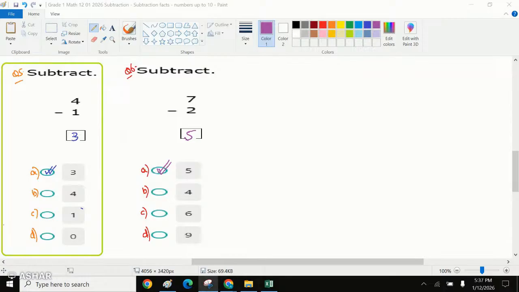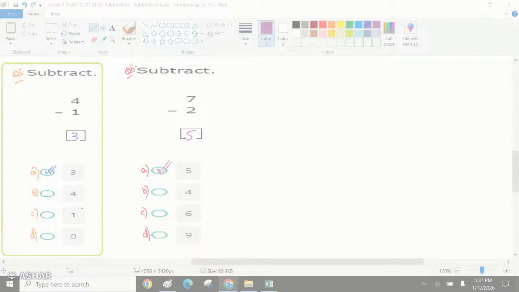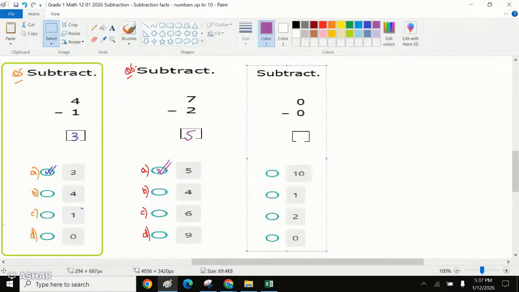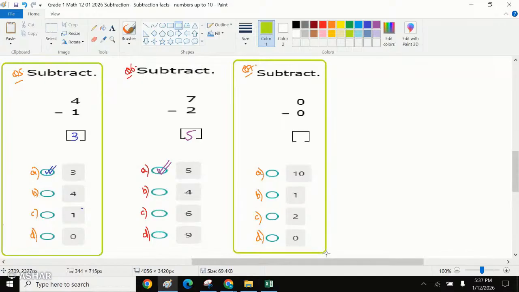Okay. So the next question we have is, let's see, this says 0 minus 0. Okay. If we had nothing, can we give away nothing? This would be question number 7. And these are the options. So if you had nothing and you gave away nothing out of it, so what should you be left with?